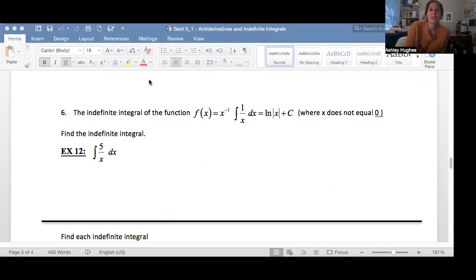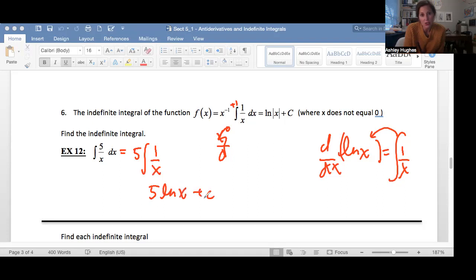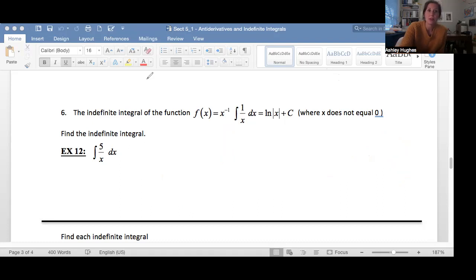x to the -1 is special. If I went to try to add 1 to this, I would get x to the 0 over 0, which doesn't make sense. So it's actually natural log of x, because remember the derivative of natural log of x is 1 over x. So if we're going backwards, we get that. So that 5 can be pulled out front. So this is just 5, and the antiderivative of 1 over x is natural log of absolute value of x. We do that because you can't take the natural log of a negative number.